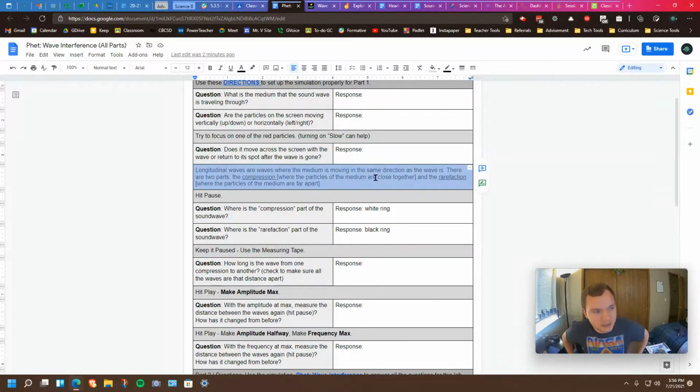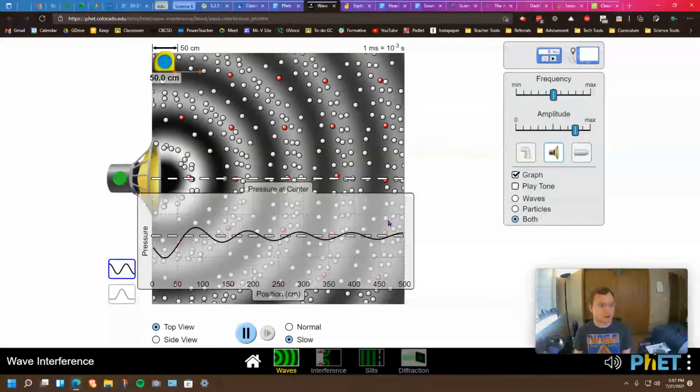Now here's just a reminder. A sound wave is a longitudinal wave, FYI, which is what we're looking at. We're looking at sound waves in that simulation. And it says longitudinal waves are waves where the medium is moving in the same direction as the wave, as we looked at in that instructional video. There are 2 parts to that wave, which is the fun stuff, right? There's something called compression, where the particles are close together, and then there's something called rarefaction, where the particles are far apart. So you're trying to figure out where's the compression and the rarefaction.